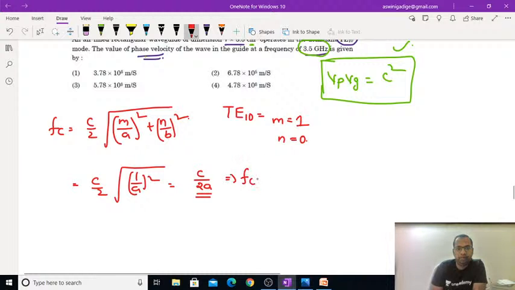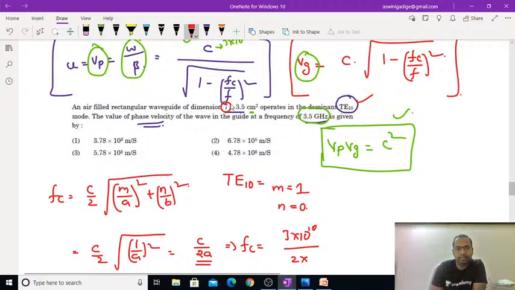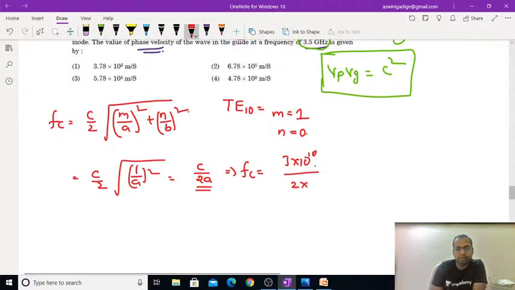Now we will find out the cutoff frequency. C is 3 into 10 power 10 divided by 2a. What is the a, guys? A is 7, okay, and b is 3.5. So let's take a as 7, so that is 3 divided by 14 into 10 power 10. So it is the cutoff frequency I will get.